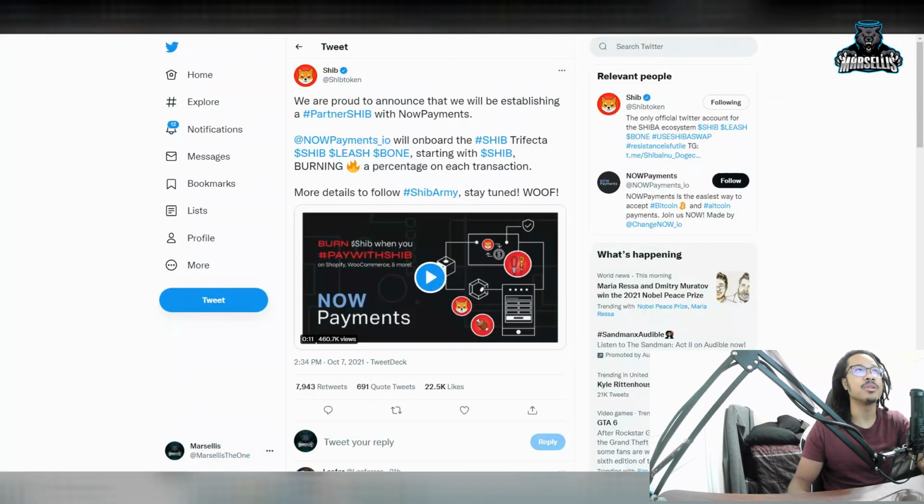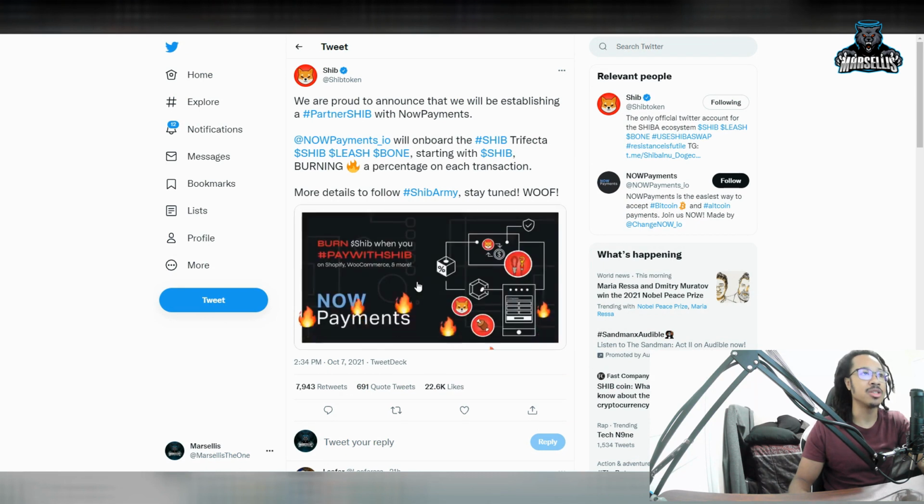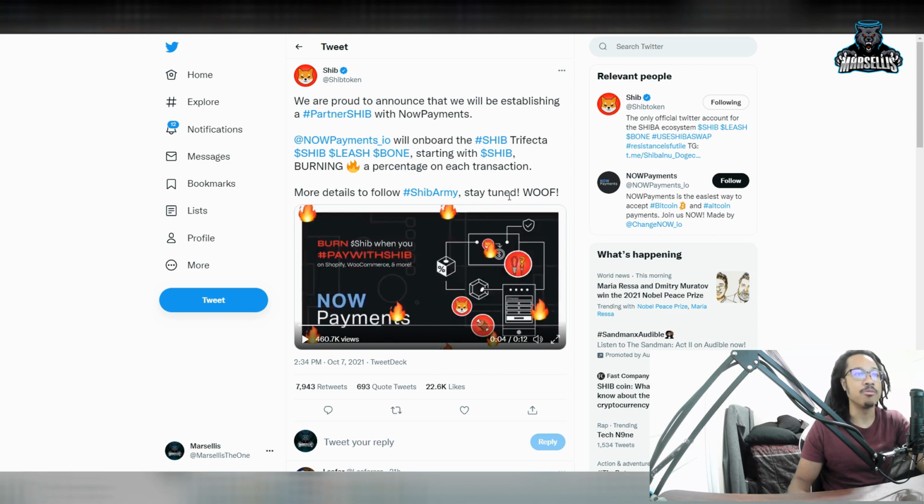But let's go over some of the stuff that we have going on here in Shib. Over here, we are now connected with Now Payments on Shib. So this is actually pretty big. We're now partners with them. Burn Shib when you pay with Shib. So if you pay with Shib on Shopify, WooCommerce, all that good stuff, then boom, now you're burning Shib, and you can do it through Now Payments.